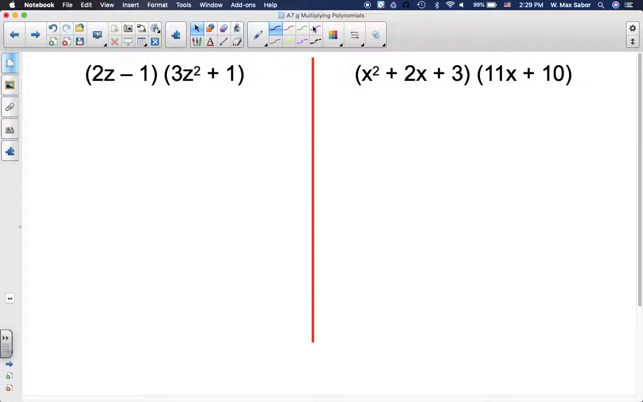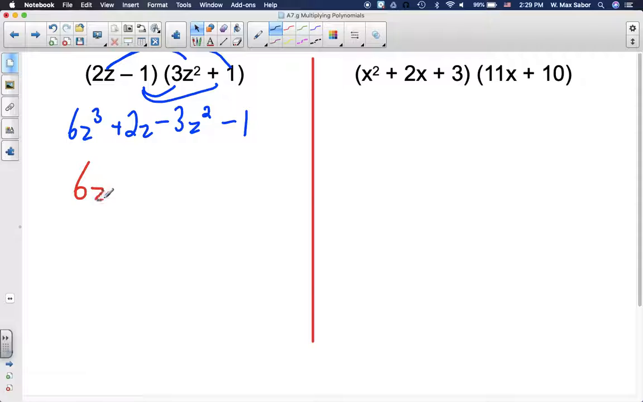So here, this is an example where they're not going to be like terms. So 2z times 3z squared is 6z cubed. 2z times 1 is positive 2z. Negative 1 times 3z squared is negative 3z squared. And negative 1 times positive 1 is negative 1. Now, typically, we'll write these in the highest exponent to the lowest, but there aren't any like terms, so we'll just leave it as is. So you see all of the numbers stay the same. I just switched the order of these so that the higher exponent, the squared, came before the linear term.